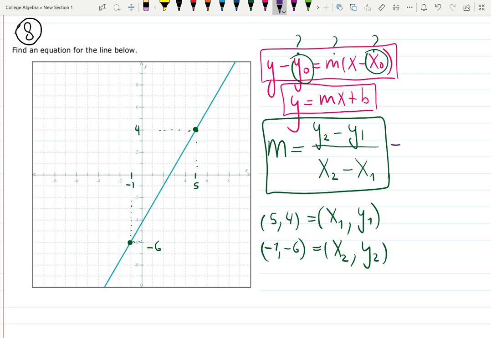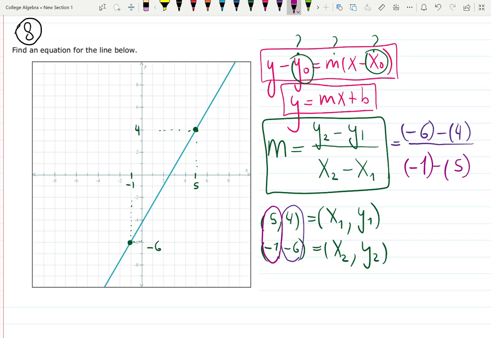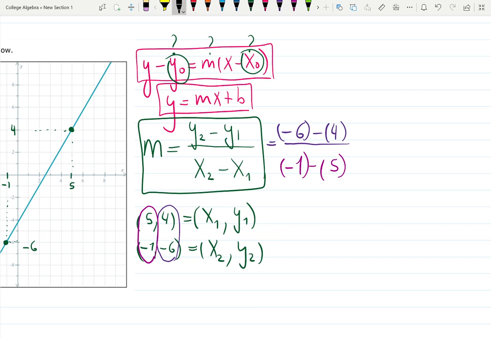Now I can plug it into the formula over here. You always start with the outputs, and you always take the second one minus the first one. The second is -6 minus the first, 4. Then you look at the inputs: the second input is -1, minus 5. Carefully calculate: -6 minus 4 is -10, and -1 minus 5 is -6. If you divide by 2, it becomes 5/3. That's my slope m.